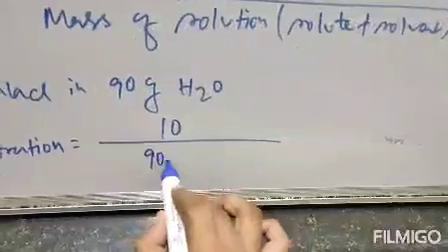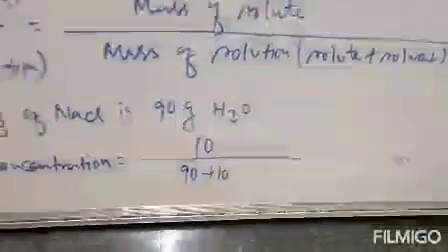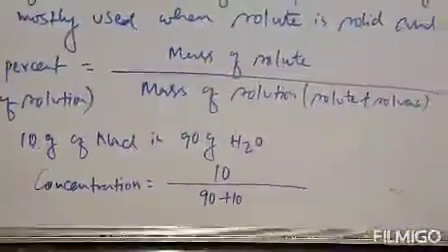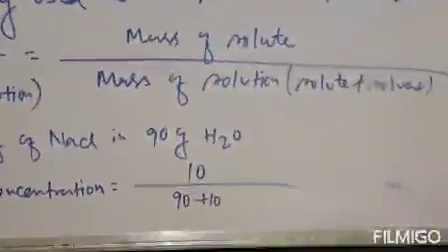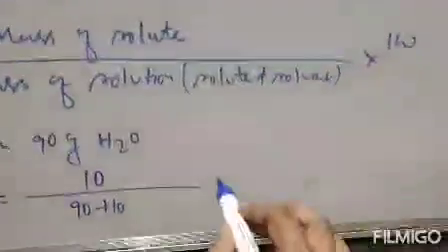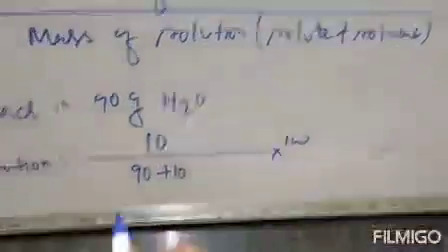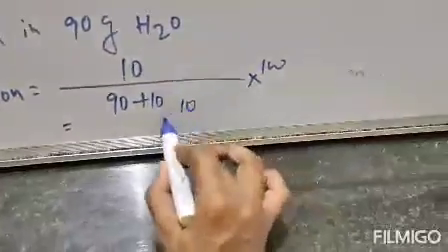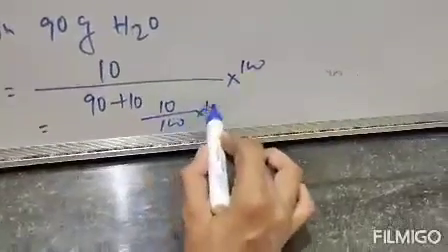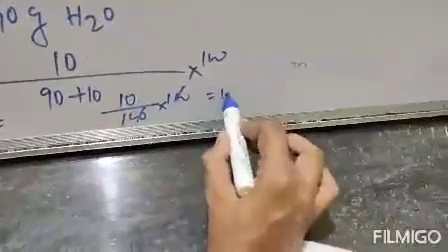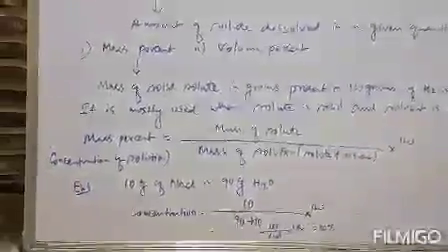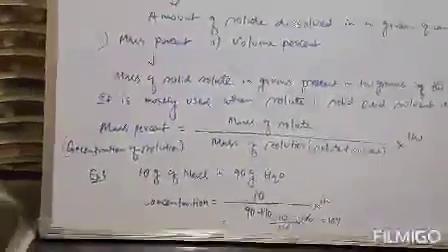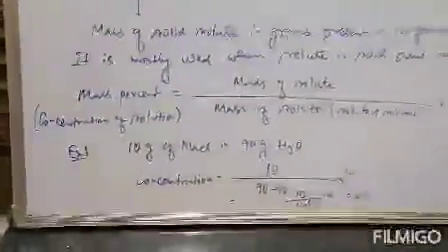So we can write 90 plus 10, that is mass of solvent plus mass of solute. So this is the mass of solution, into 100. Now calculate. This is 10, 90 plus 10 is 100, this is 100. So reduce, that is 10%. So concentration will be 10%. This is the answer. Clear? Using mass percent formula, in this way we can easily calculate the concentration of solution.